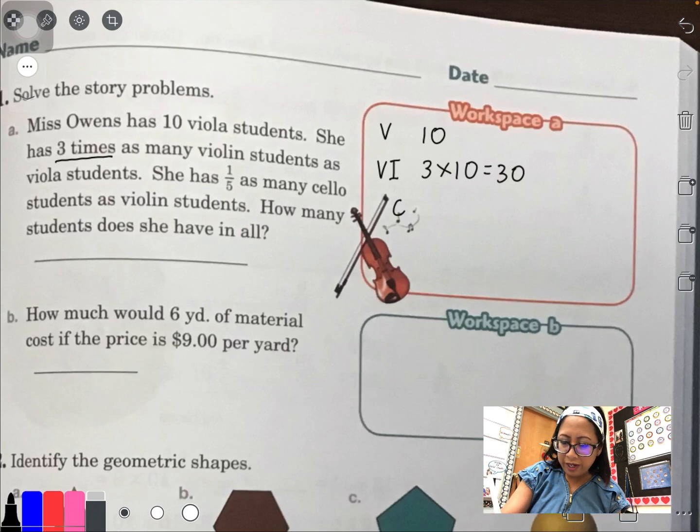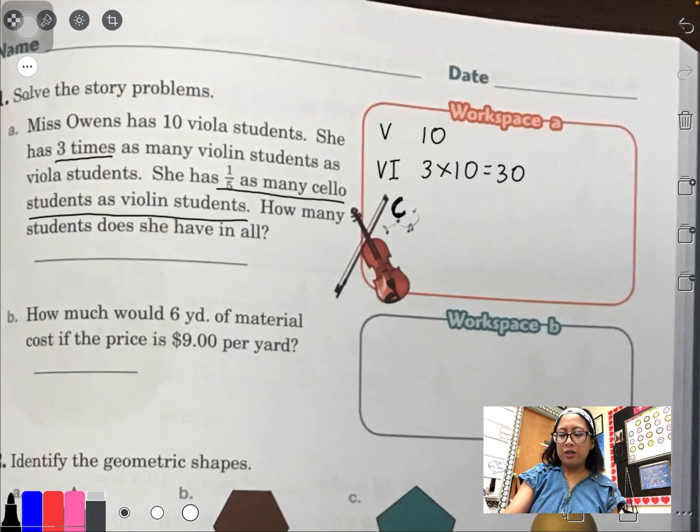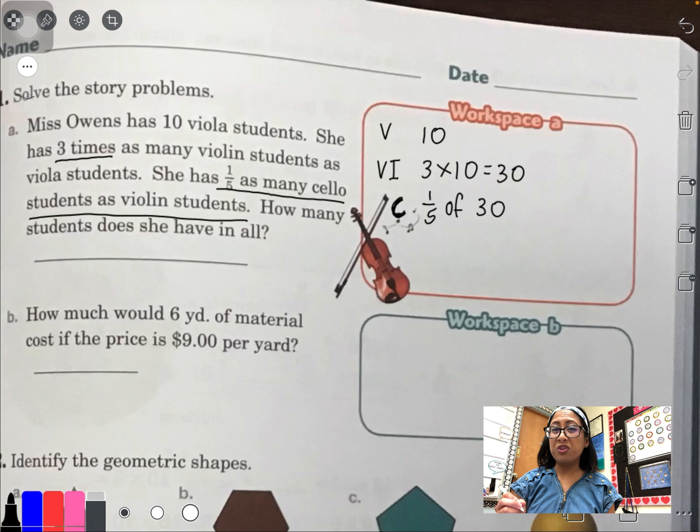Now cello-wise, she has 1/5 as many cello as violin. So it's 1/5 of the violin students. How many violin students does she have? We just figured that out. 30. Okay. So that's 1/5 of 30.